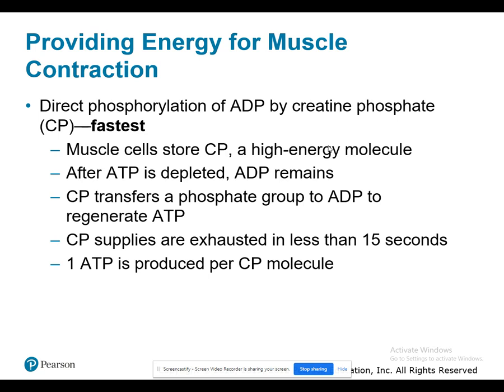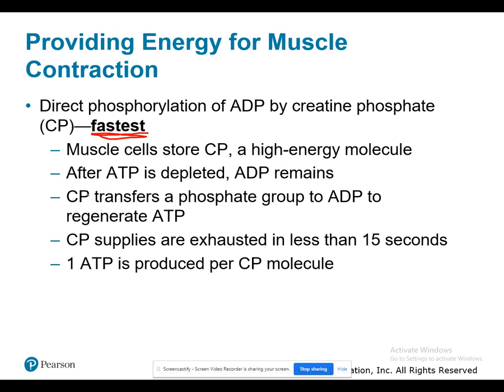The first one we're going to talk about is direct phosphorylation of ADP by creatine phosphate, which is represented by the letters CP for short. This is actually the fastest way to make ATP. What happens is muscle cells store this compound called creatine phosphate. It's a very high energy molecule. After ATP is depleted, it leaves behind ADP because ATP has lost the phosphate.